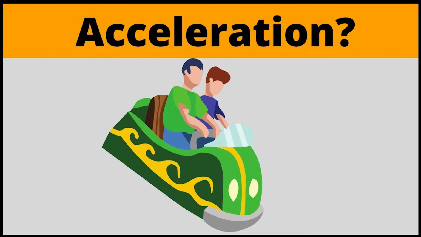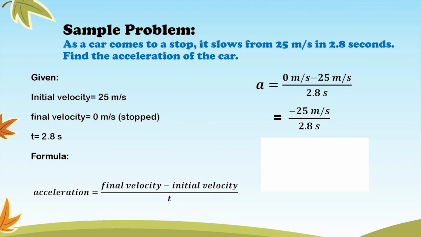Based on the problem, the initial velocity is given, which is 25 meters per second, and the final velocity is 0 meters per second because the car came to a stop. The time is also given, which is 2.8 seconds. Then we use the formula for acceleration. a is equal to vf minus vi over t. We simply substitute the values.